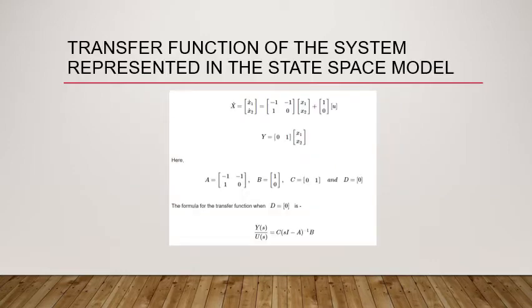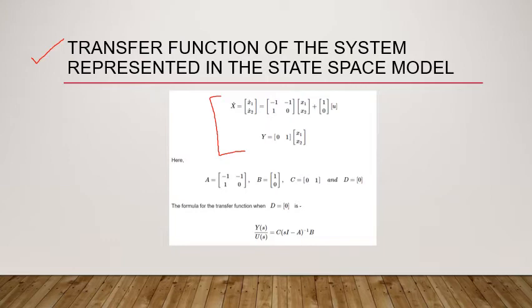Now let us understand how the questions are put up in the exams. We have to find the transfer function of a system which is represented in the state space model by some matrices. This is the question, and this part will be given to you: x1 dot, x2 dot is equal to a matrix times x1, x2, plus again a matrix times u, and the value of y is also given.